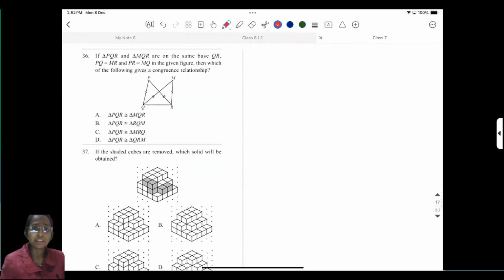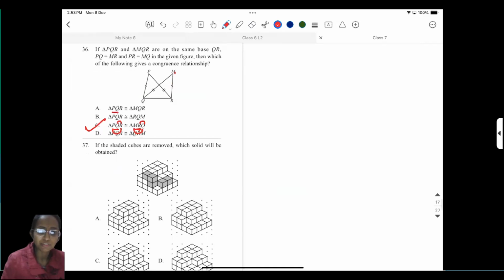Next, 36th, if triangle PQR and triangle MQR are on the same base QR, PQ is equal to MR and PR is equal to MQ in the figure, then these two triangles are congruent, but we need to write their namings. So the side PQ is congruent to MR. So with PQ, it should be MR. That means PQ and MR, QR and RQ are same, and PR and MQ, PR is equal to MQ. So C option is the correct way of writing the names of congruency.